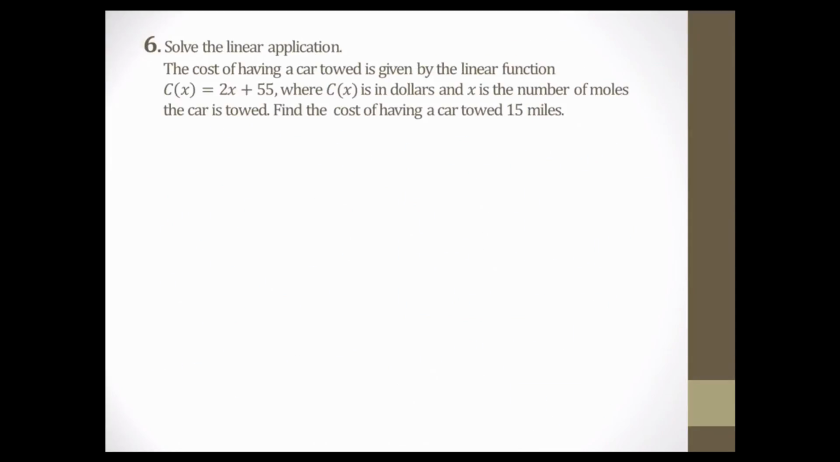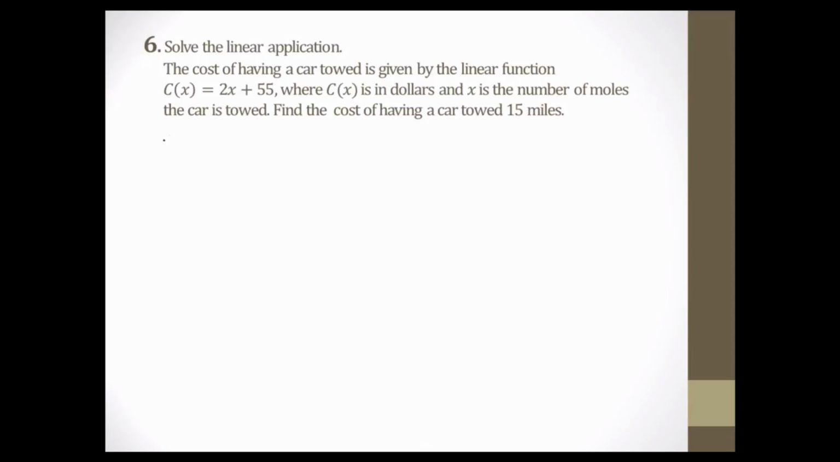Alright, so the cost of having a car towed is given by the linear function c of x equals 2x plus 55, where c of x is in dollars and x is the number of miles the car is towed. Little typo, but no biggie. Find the cost of having a car towed 15 miles.